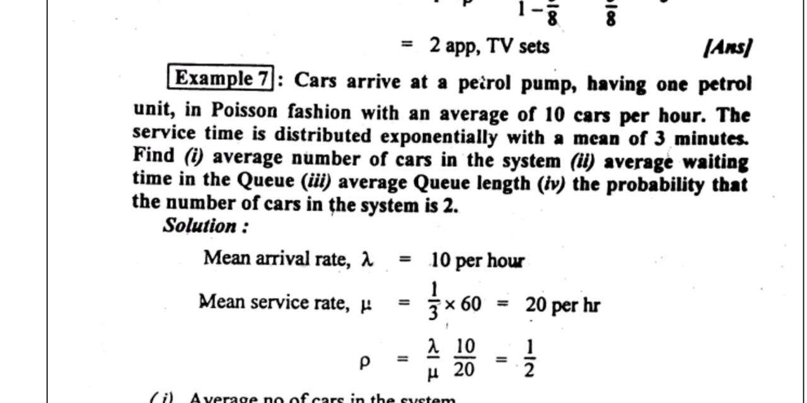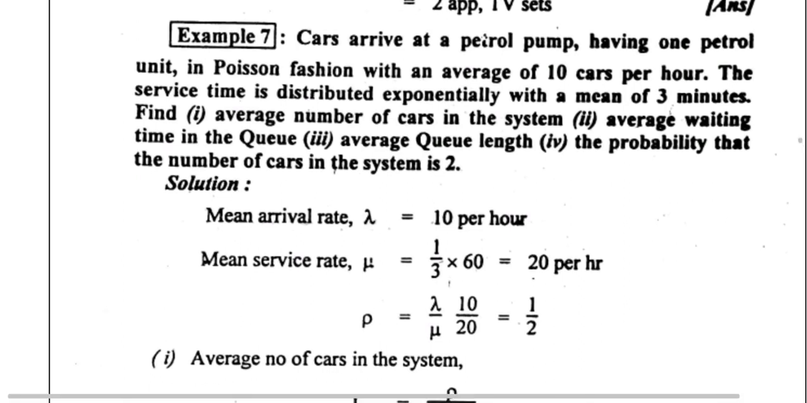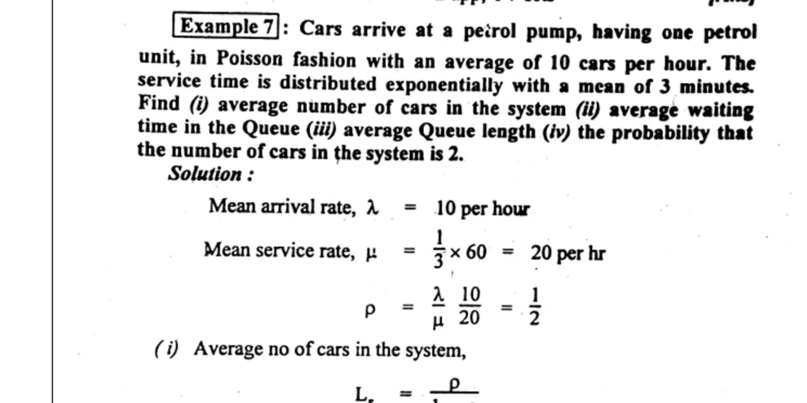Cars arrive at a petrol bunk having 1 petrol unit with an average of 10 cars per hour. The service time is distributed exponentially with a mean of 3 minutes. Find the average number of cars in the system, the average waiting time in the queue, the average queue length, and the probability that the number of cars in the system is 2.